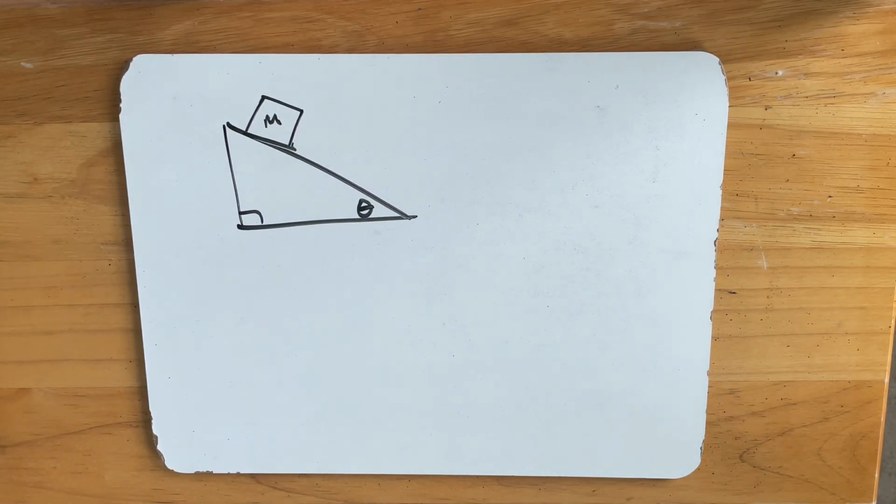Alright, so I have a slope. I have a brick, I guess, resting on the slope basically. And this time we can't neglect friction, right? Friction is important for the problem, because we're trying to find, right?